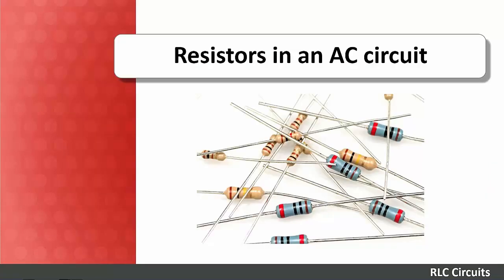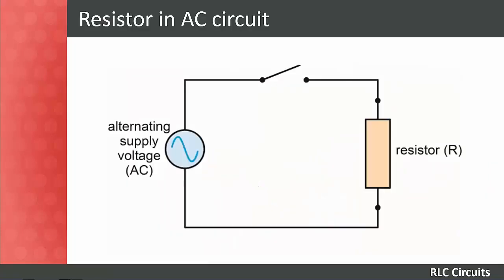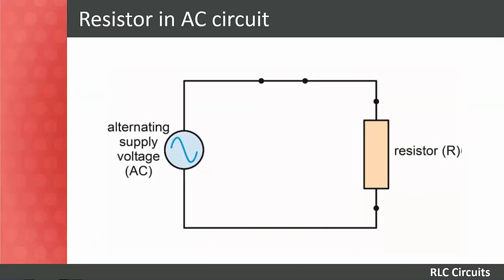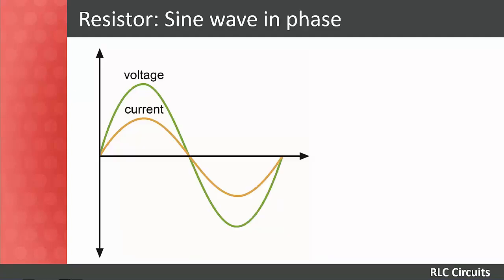Let us first discuss resistors. Consider this circuit with a switch and a resistor. When the switch is closed, an alternating voltage causes a current to flow through the circuit. This current increases and decreases as the applied voltage increases and decreases. As the load, R, is a pure resistance, the current and voltage will both reach their maximum or peak values at exactly the same time, and they will fall through zero at exactly the same time.